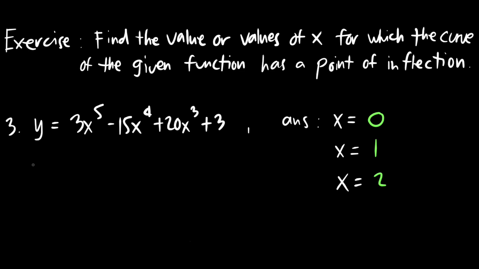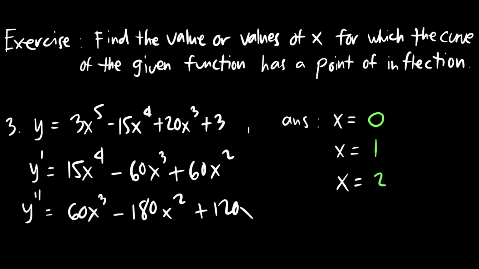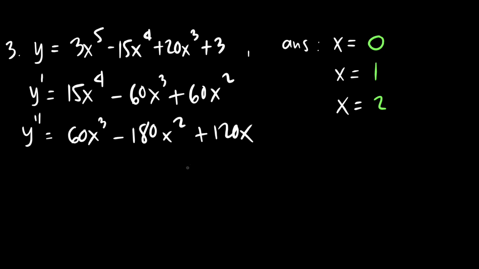So we will first find its y prime. So we have 15x raised to the power 4 minus 60x cubed plus 60x squared. So its second derivative is just equal to 60x cubed minus 180x squared plus 120x. So after this one, we'll equate it to 0.